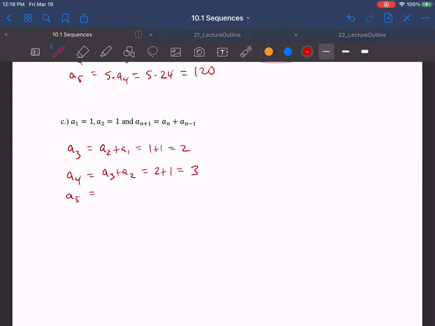A5 is going to be A4 plus A3, right? So that's 3 plus 2, so this is 5. And then 8. And then 13. And then 21. And then 34. And then 55. And then 89. So on and so forth.